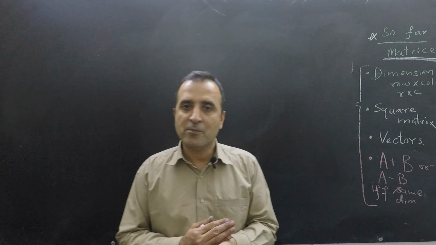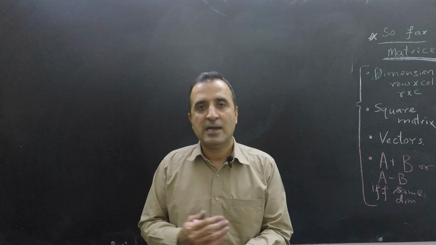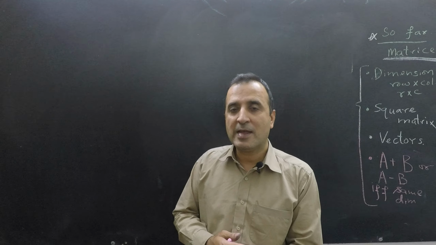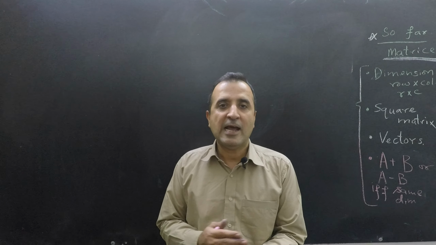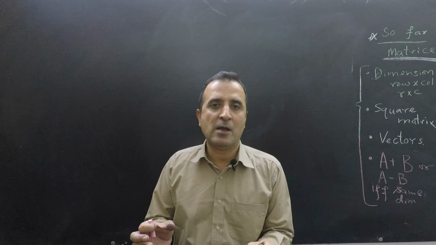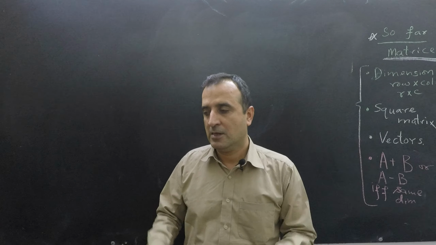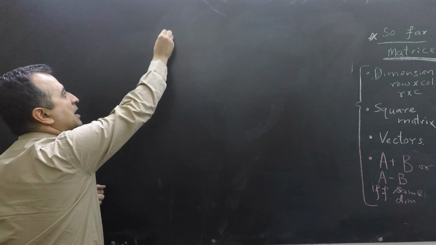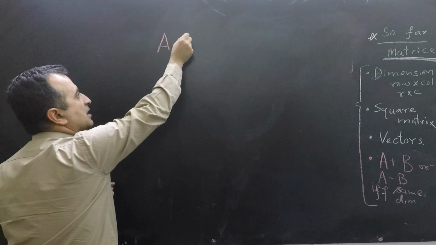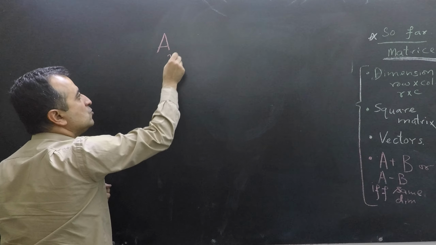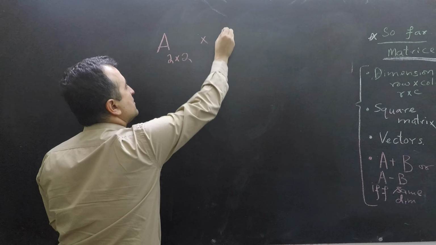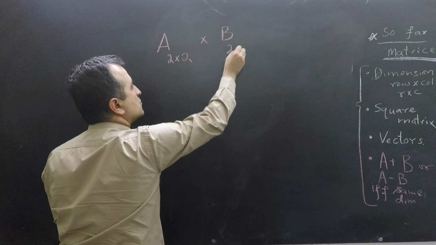Before learning how to multiply two matrices, let's learn the prerequisites of multiplication. We cannot multiply arbitrary matrices. Those matrices have to have some specific dimensions. So assume that I want to multiply a matrix A which has dimension 2 times 2 with matrix B which also has dimension 2 times 2.